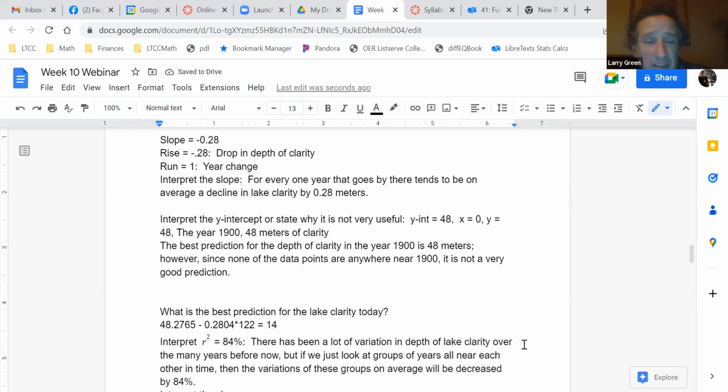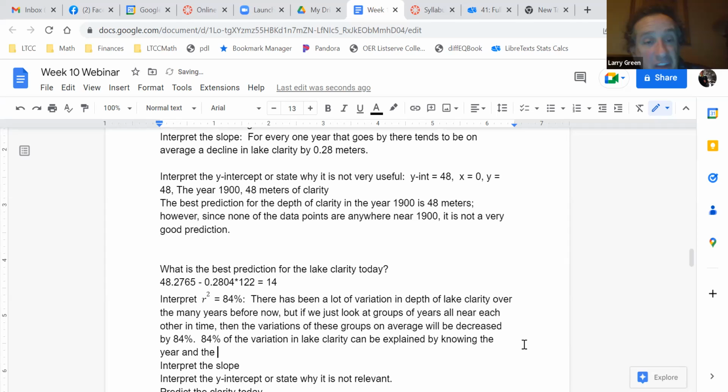Okay, another thing to say is that 84% of the variation in lake clarity can be explained by knowing the year. And the other 16% is due to other factors that cannot be explained by the year.